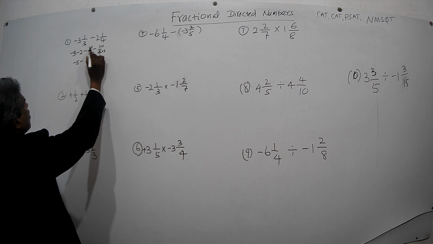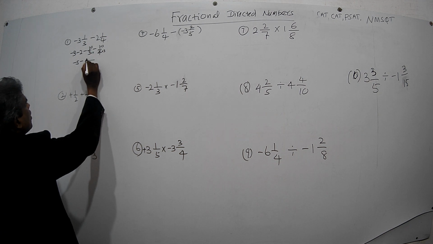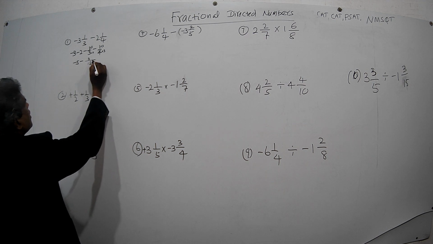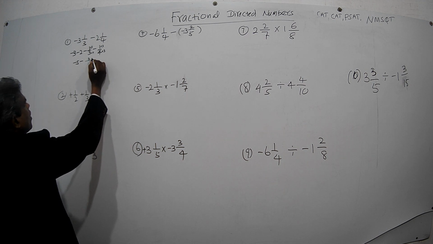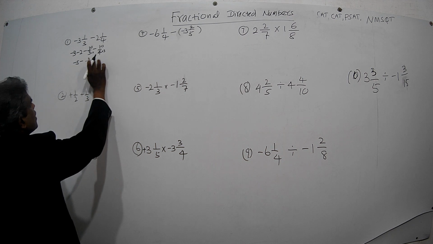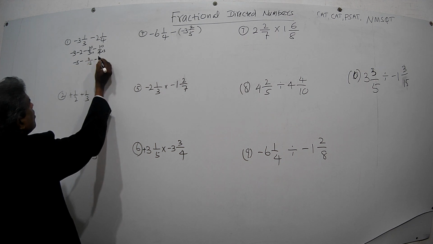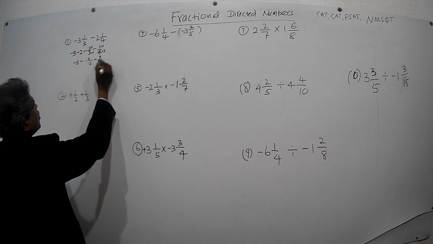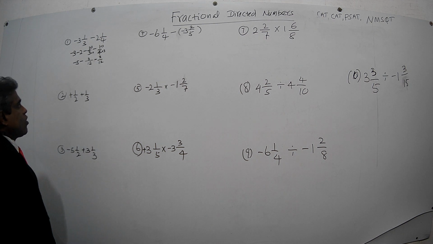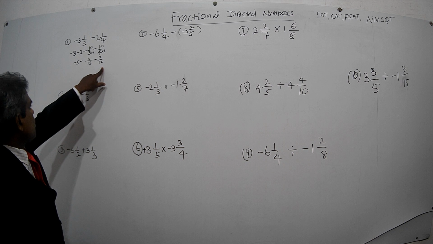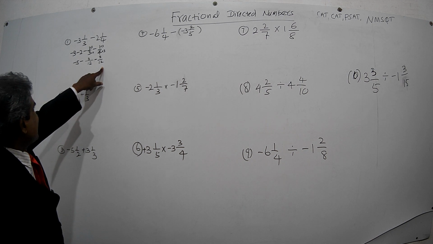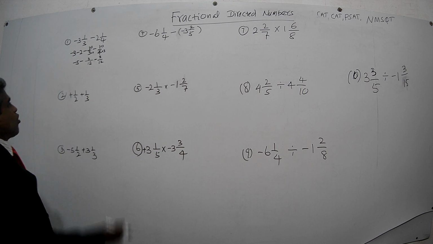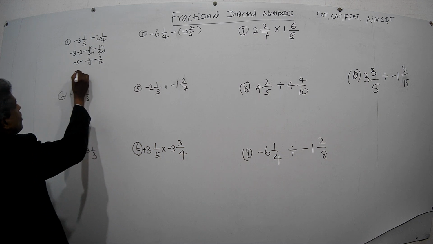And here you write 1 into 3, 3. And here also you write 1 into 3, 3, and 4 into 3, 12. Like this. Now we have got the two denominators the same. So therefore, the common denominator is 12 here, then minus 5 here.